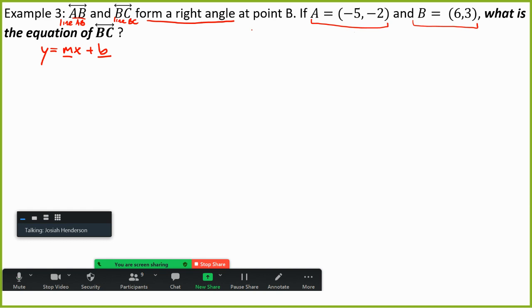of AB. Let's try to draw a picture to make sure we know what's happening. So AB and BC form a right angle, and then A lives here and B lives at 6, 3. So let's see what that looks like. It's just a quick sketch. -5, -2 is A. Right here. And then B is 6, 3. So 1, 2, 3, 4, 5, 6, and then up 3. Right about there. Beautiful. So this is AB.